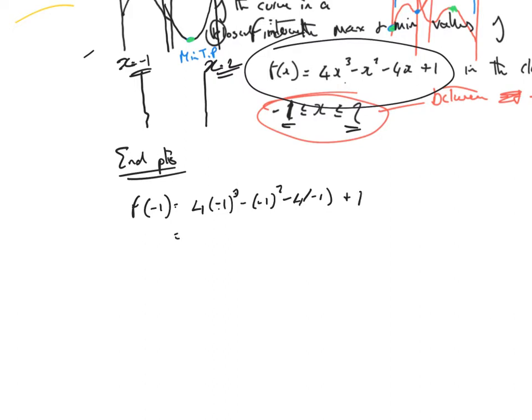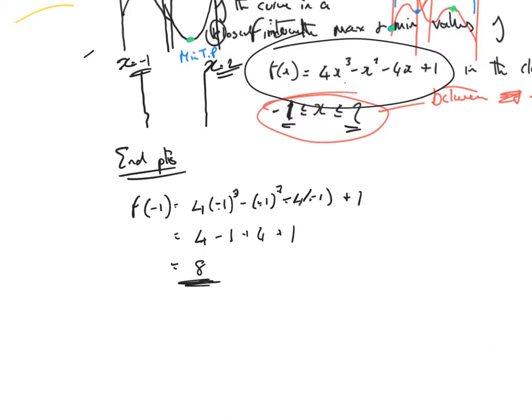Okay, minus 1 cubed is minus 1, times 4 is minus 4. Minus 1 squared is 1, but there's a minus in front of it, so that's minus 1. Then minus 4 times minus 1 is plus 4, and now I've got plus 1, so it's going to be minus 4 take away 1 is minus 5, then plus 4 is minus 1, plus 1 is 8. Okay, so that's one of my values for the y coordinates, 8.